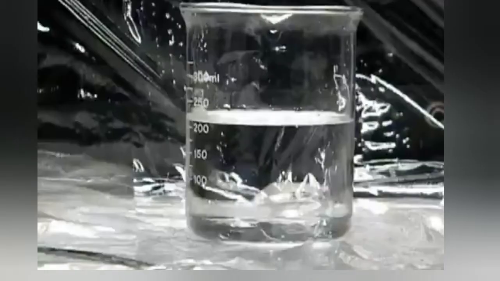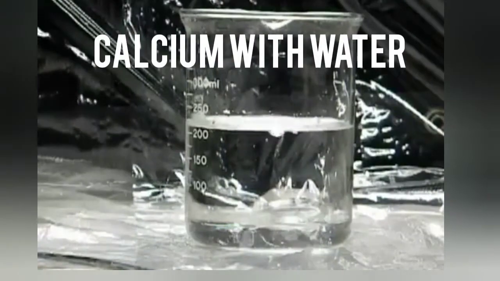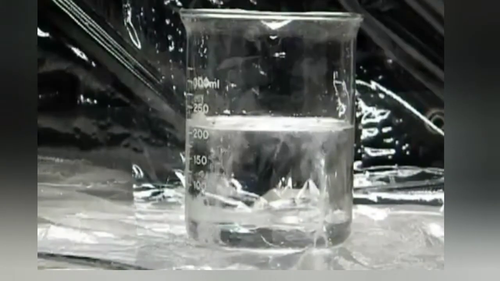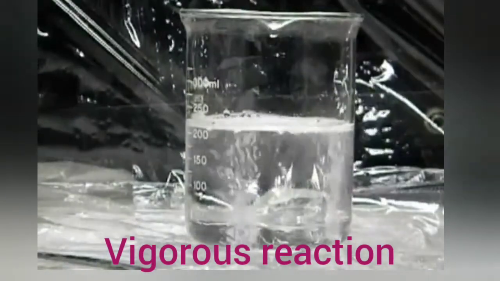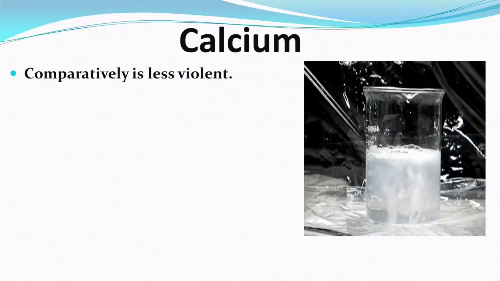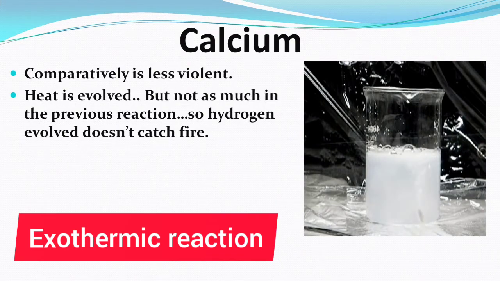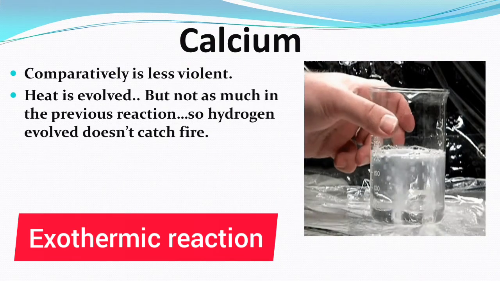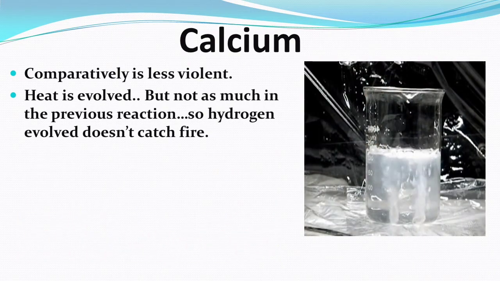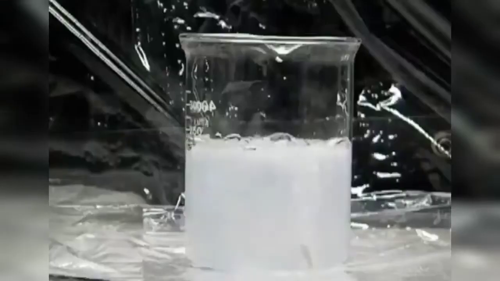The next metal that we are going to discuss is calcium. Let us see what happens when calcium reacts with water. Comparatively, the reaction of calcium with water is less violent. Heat is evolved in this case also, but not as much as in the previous reaction. So, the hydrogen gas evolved here doesn't catch fire.